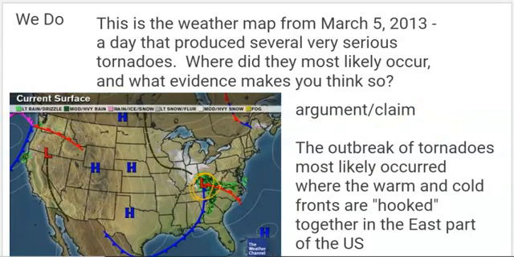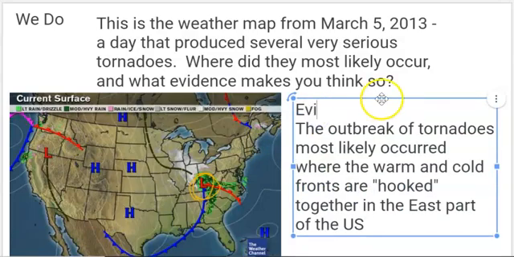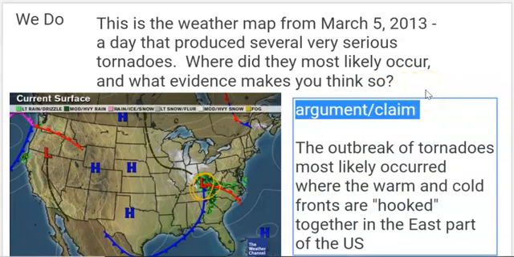So there's your argument. Next thing we want to tell our reader is evidence, which is what makes us think so. I need to pause while you write this down. I'm so sorry, this is what we do. So go ahead and start on your notes page for today with your argument or claim. Go ahead and pause here, write that down, and come back when you're ready.